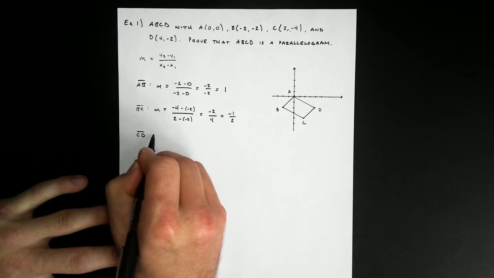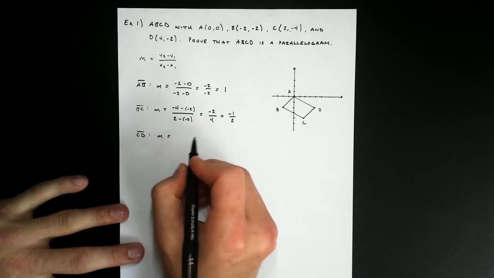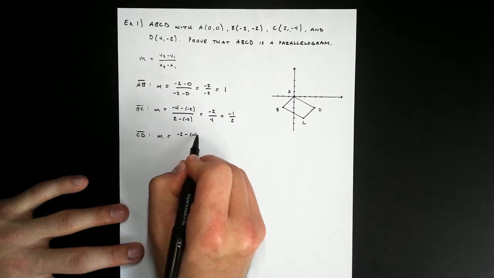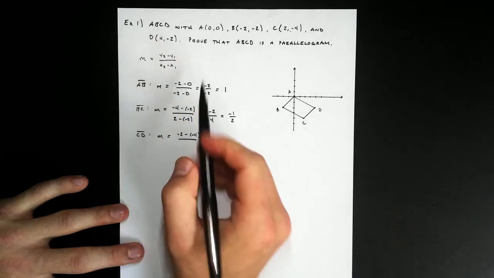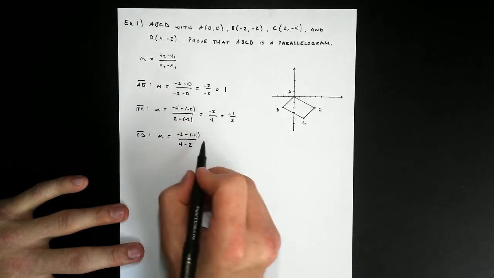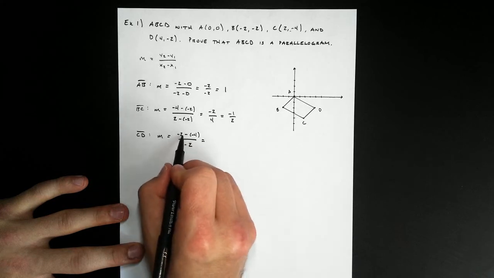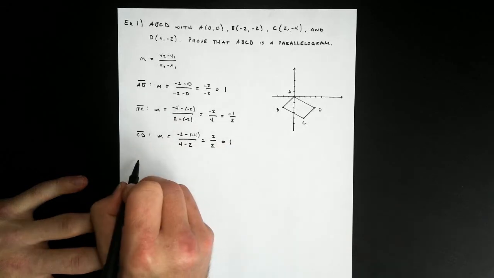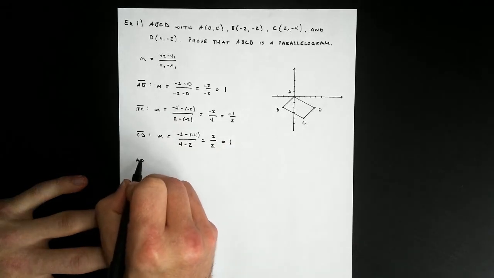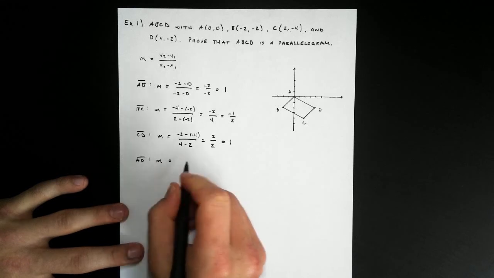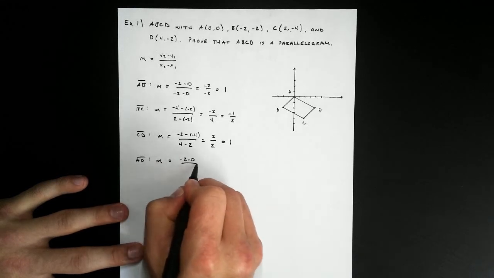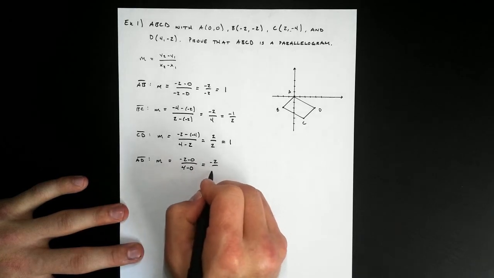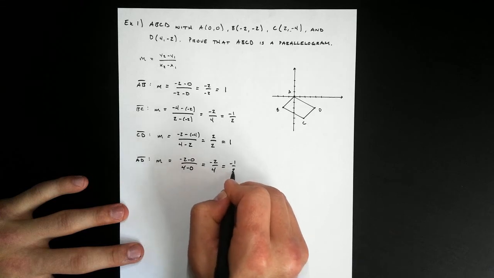So then CD, our slope: -2 minus a -4 for the 2 y values, and then 4 minus 2 for the x values. This is -2 plus 4, so that's a +2 over 2, so that's 1. And then our last segment is AD, and our slope, -2 minus 0, and 4 minus 0. Having the point 0, 0 is nice to work with there.